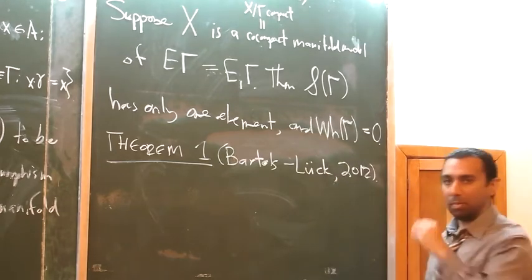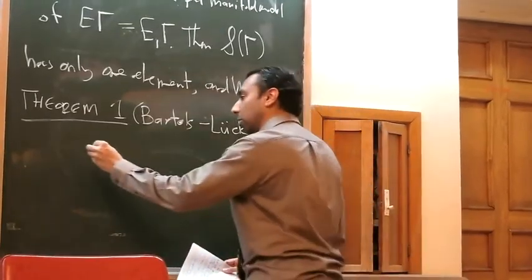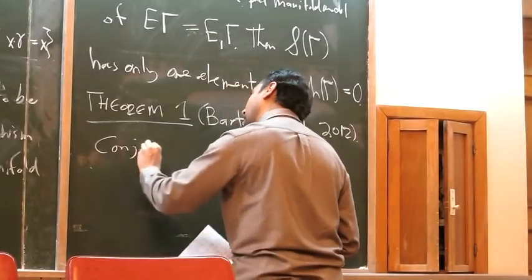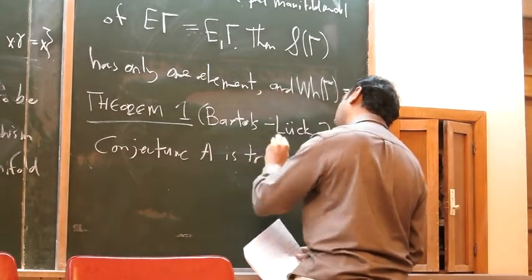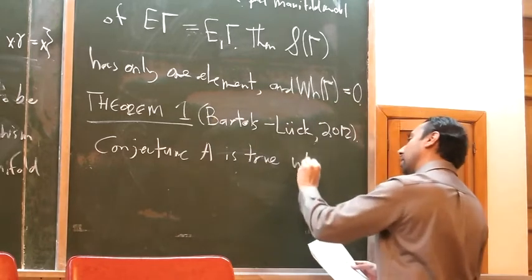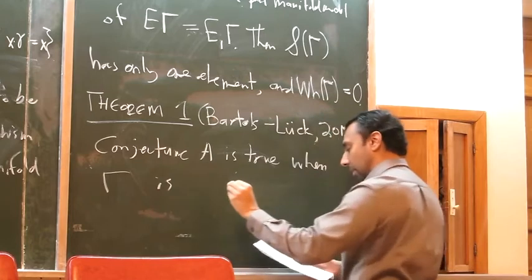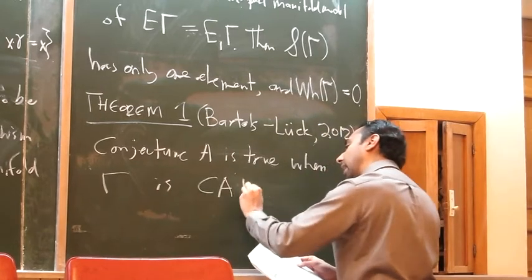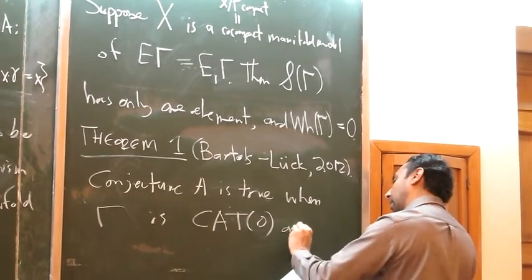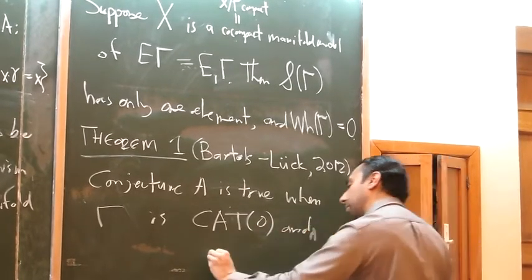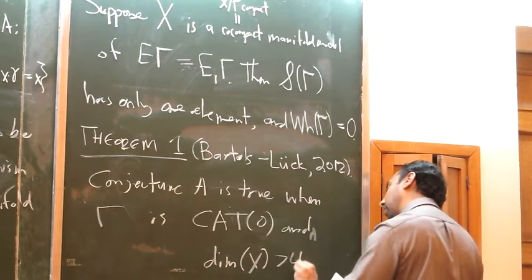I forget, maybe this is published in Annals of Mathematics. This conjecture is true for certain gamma, when gamma is what's called CAT(0), and the dimension of X is greater than 4.